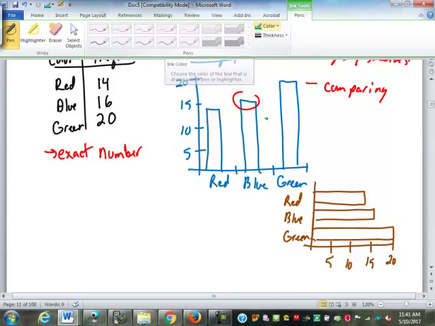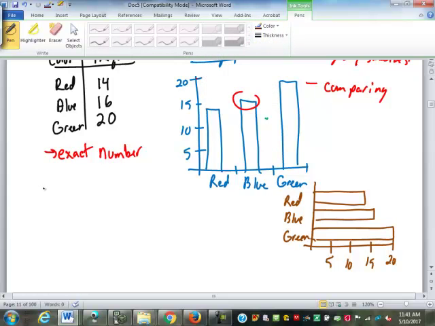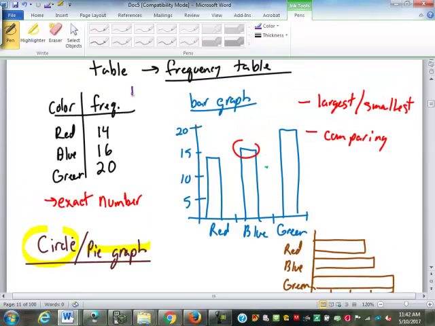Now, a third type of graph for categorical data is called a pie graph or circle graph. Now, technically, if we're looking at categorical data, it's called a pie graph. If we're looking at numerical data, then it's called a circle graph. The process for creating it is the same either way. Normally when we're looking at a circle graph or a pie graph, what we are going to be graphing is the percent, the relative frequency.